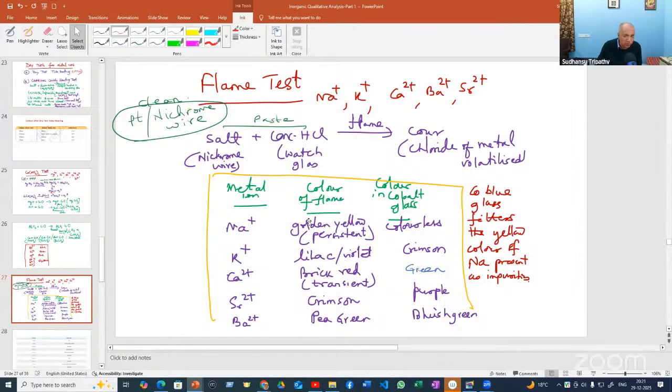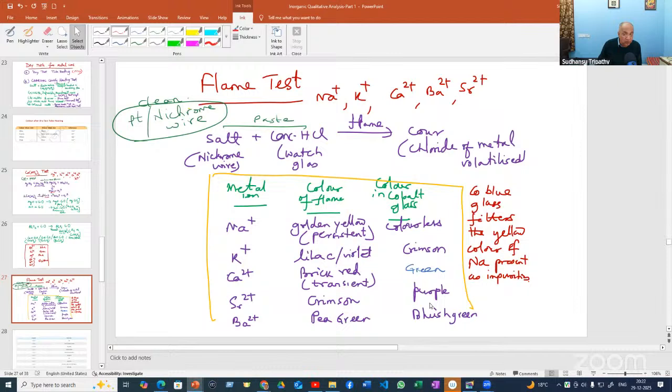So students get a confusion between sodium and calcium. The flame color is different. One is golden yellow and the other is brick red, but it lasts for a short time. This color remains for a long time for sodium, but lasts for a very short time for calcium. And in cobalt blue glass, calcium looks green. That is the difference. This is colorless, this is green. If at all there is a confusion between sodium and potassium, you can confirm in cobalt blue glass.